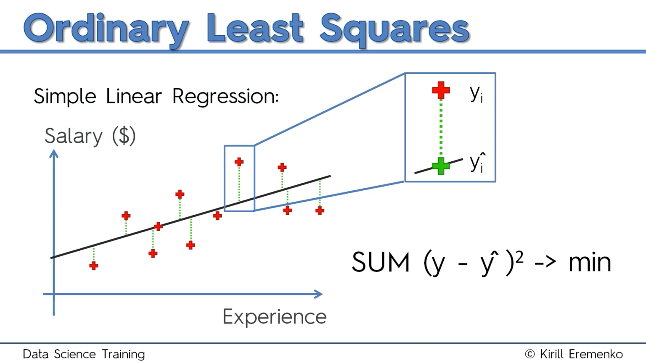So it looks for the minimum sum of squares. It finds a line which has the smallest sum of squares possible. And that line will be the best fitting line. And that is called the ordinary least squares method. So that's how simple linear regression works.